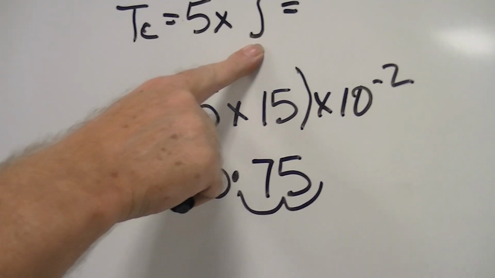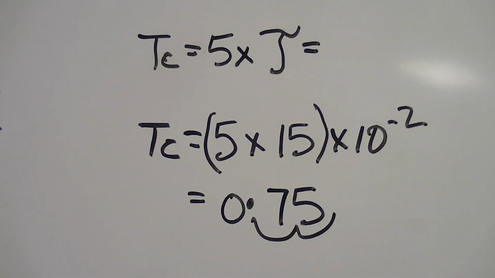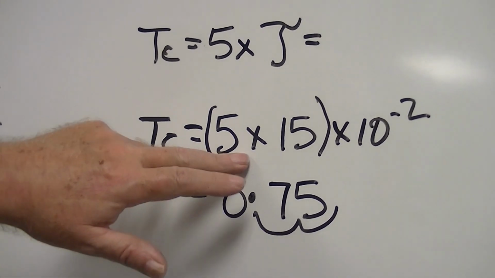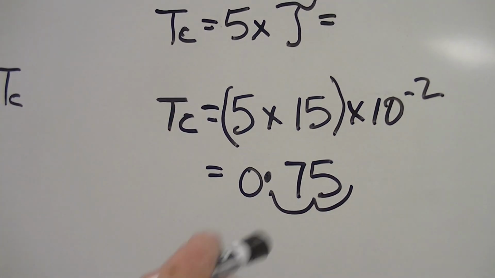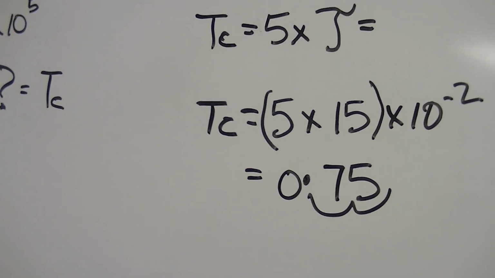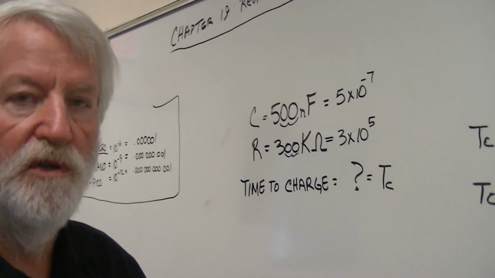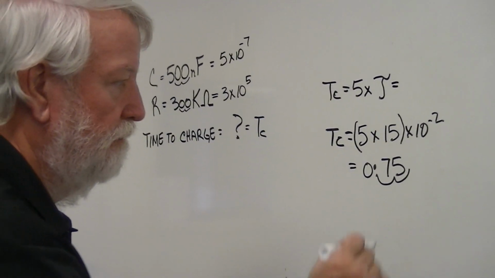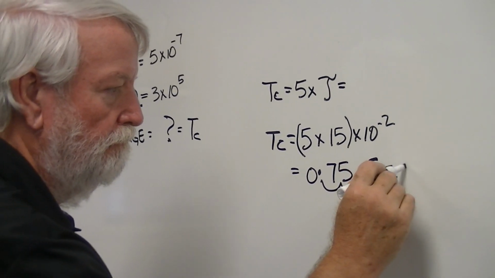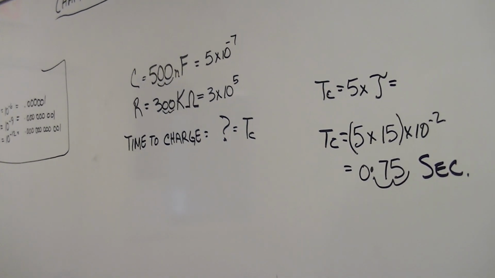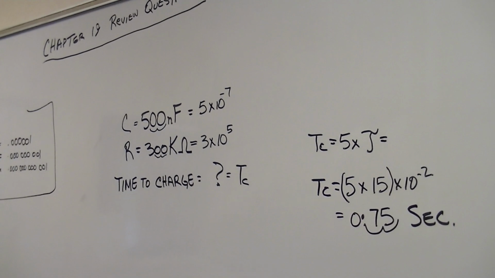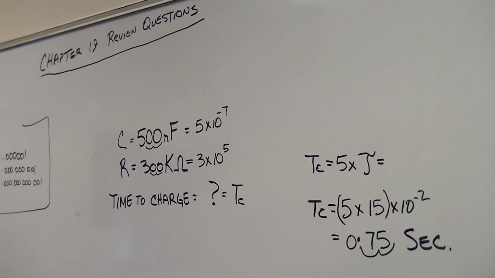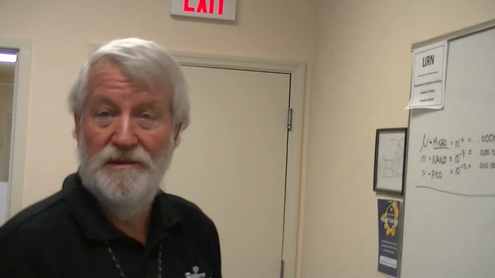Now we're going to take that over and figure out our time, and substitute it for tau. And we've got times 5. So 5 times 15 is 75, minus 2, boom, boom, 2 places to the left, and we're left with 0.75 seconds. Okay, so even with some pretty large resistances and some very small capacitances, we still only slowed it down by less than a second, right?